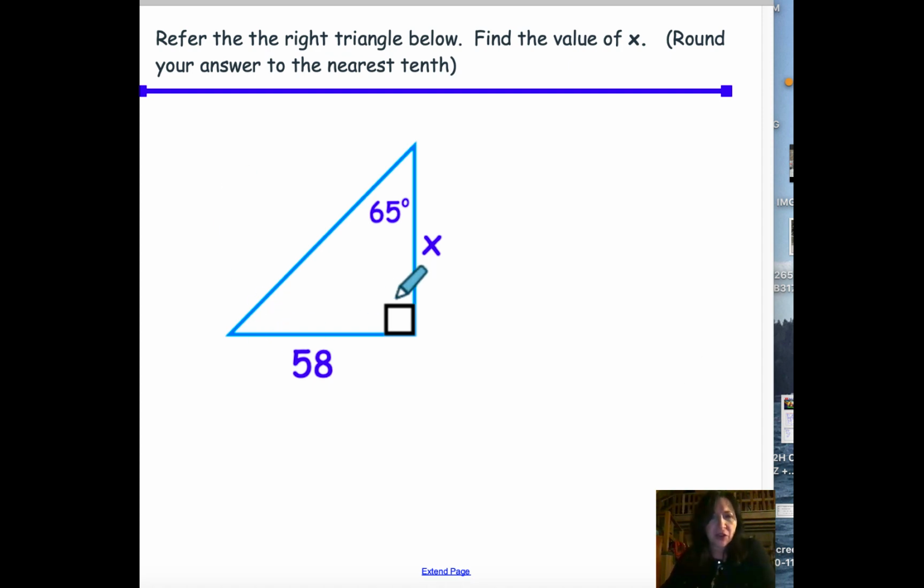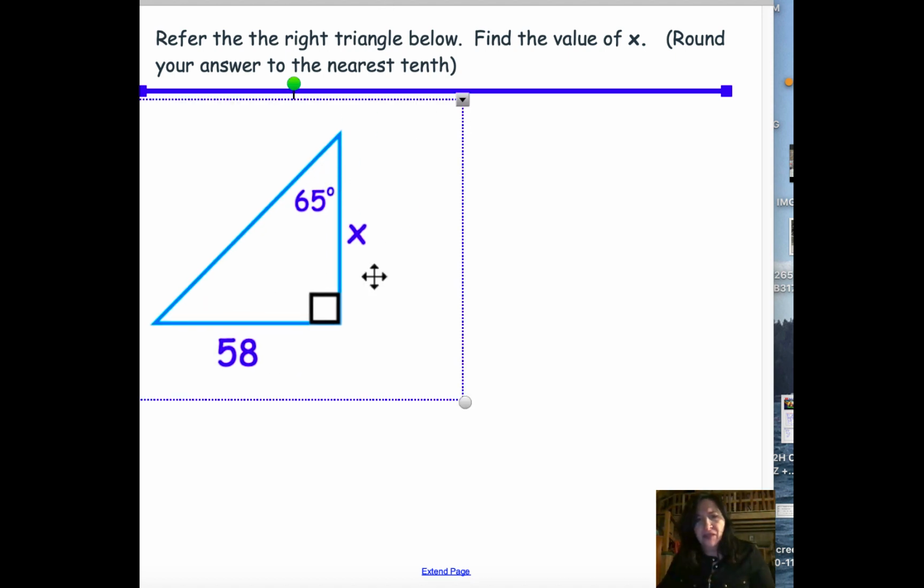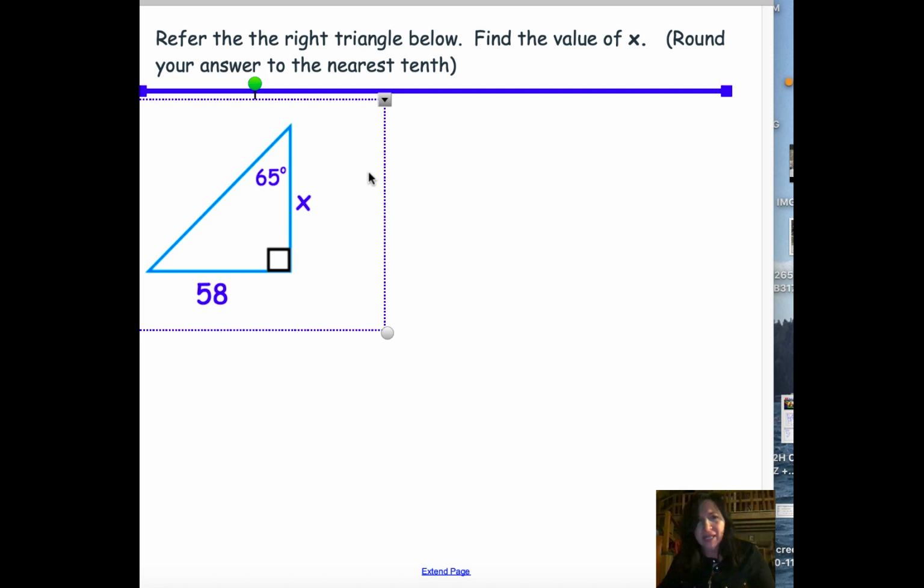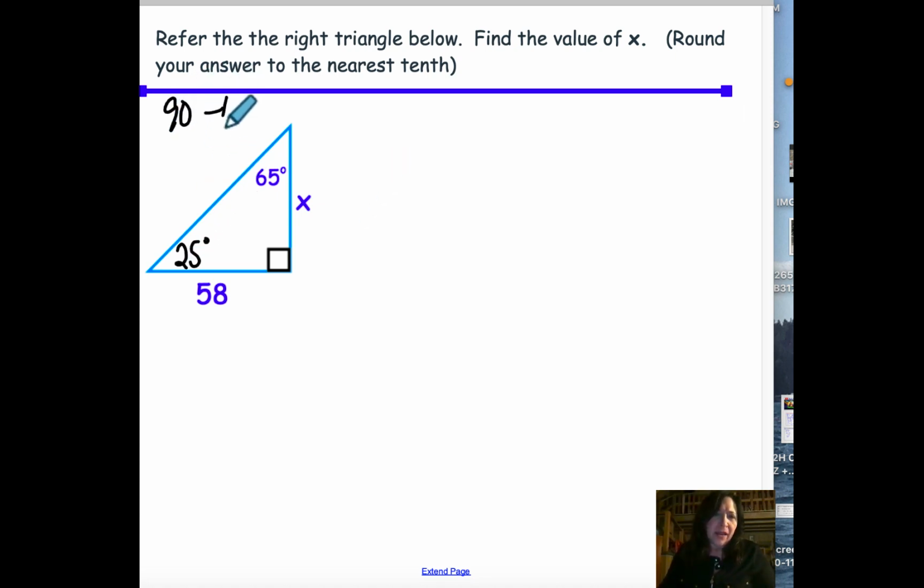For this problem here, we're trying to find a side again. And you have options. You know that the sum of the angles of a triangle add up to be 180. And what that means is that 90 plus 65, right? 90 plus 65 plus this angle here is going to equal 180 degrees. Similarly, 90 minus 65, we also know that this angle here is 25 degrees because that's just 90 minus 65.